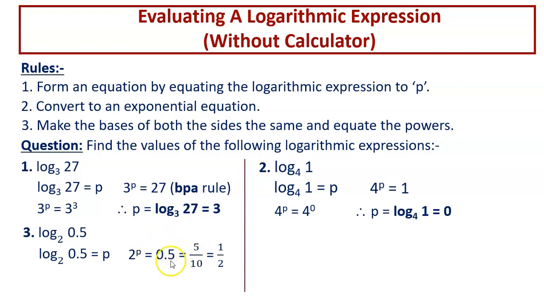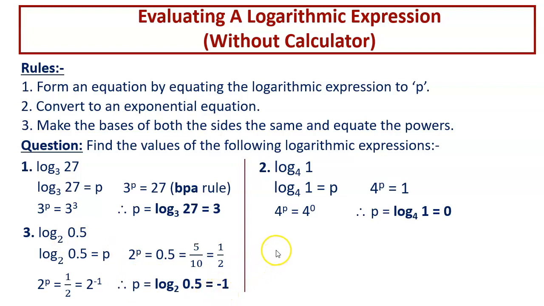Just write this 0.5 in a fraction form. It is 5 over 10, which is equal to half. Now you see you are having this 2, instead of 5, now you are having this 2. And half can be written as 2 to the power of negative 1. So it is 2 to the power of p is equal to 2 to the power of negative 1. Therefore, p is equal to negative 1, or log of 0.5 to the base 2 is equal to negative 1.